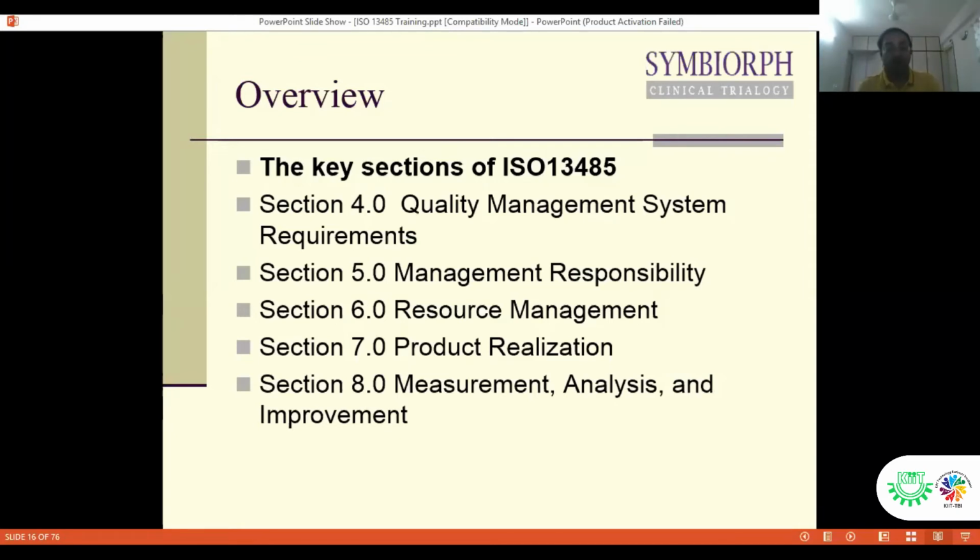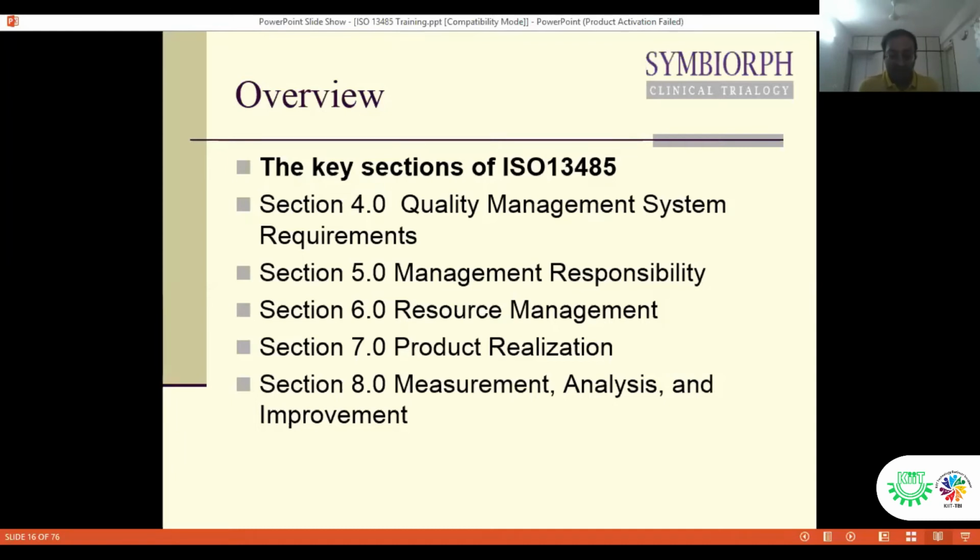These are the clauses of section 4. Clause 4 talks about the quality management system requirements in general. Clause 5 talks about management responsibility. Clause 6 talks about resource management, or the HR activities. Clause 7 is very important because it talks about product realization, or the manufacturing activities, where in the case of medical device startups, you are outsourcing this activity to a third party. Clause 8 talks about measurement, analysis, and improvement.